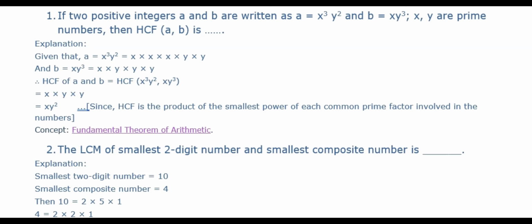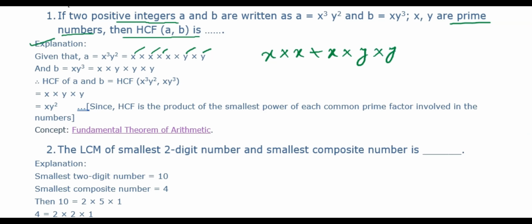If two positive integers a and b are written as a equal to x cube y square and b equal to x y cube, where x and y are prime numbers, then what is the HCF of a and b? Here the explanation is given. x cube y square, so we will expand it: x into x into x into y into y. And b equal to x into y into y into y.